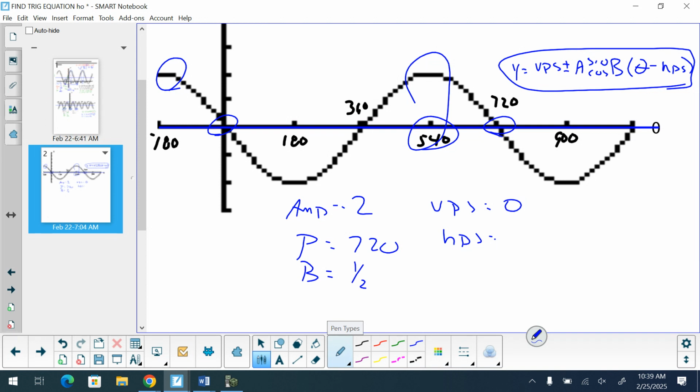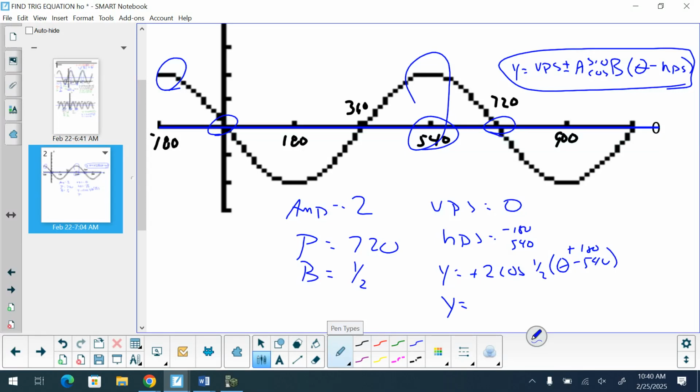You could utilize different values here. If you went to a nearest peak, you could go to 180 or 540. And that will tune you right into a positive cosine curve. So we have y equals our vertical phase shift, which is 0, so we don't have to write it, plus the amplitude 2 cosine 1/2 theta minus 540, or plus 180. Both of those are correct.